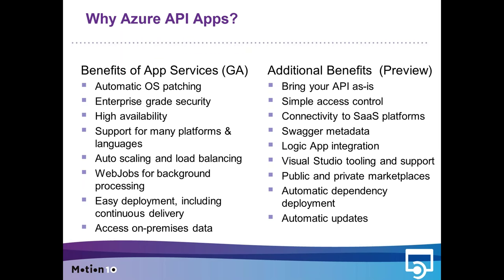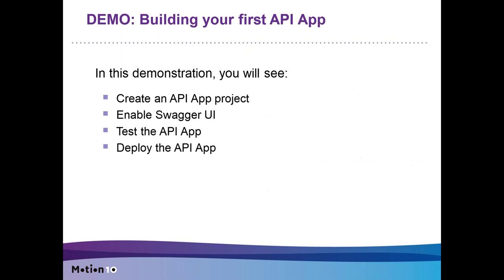So the first demo is going to be more an introduction of how you can create an API app in Visual Studio. It's a short demo, more to give you an idea what's out of the box. First, I'm going to create an API app in Visual Studio. We're going to look at what is generated with the templates. Then I'm going to enable the Swagger UI, and we're going to test it. And then we're going to deploy the API app in Azure. So let's go to the virtual machine.